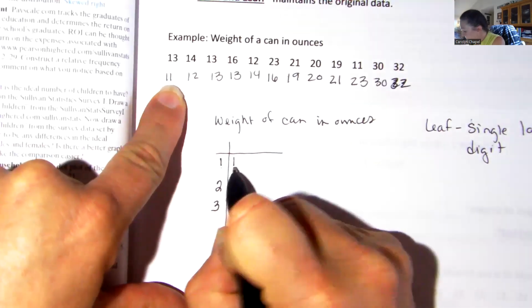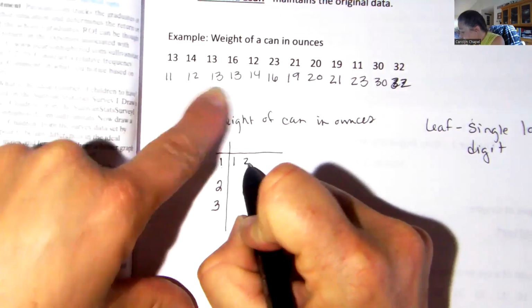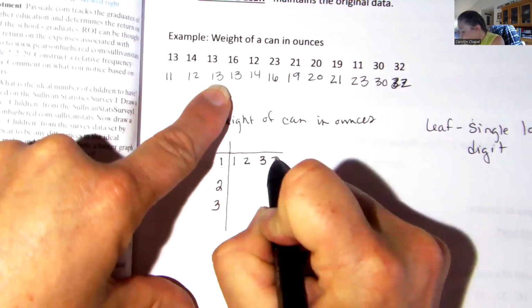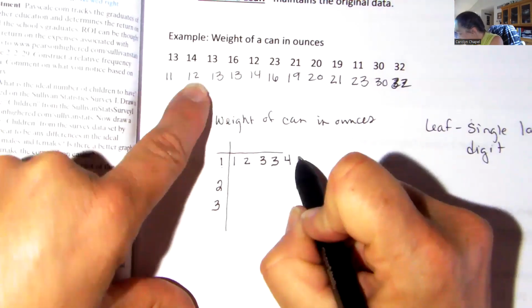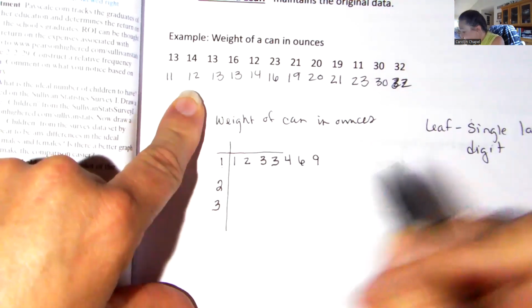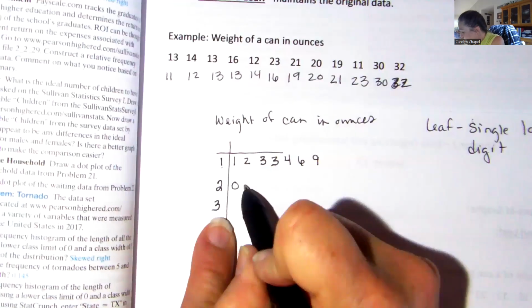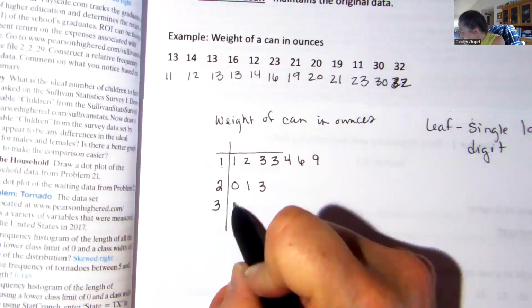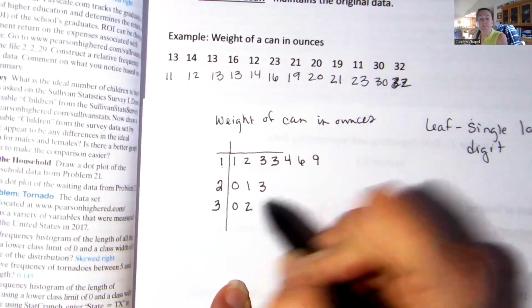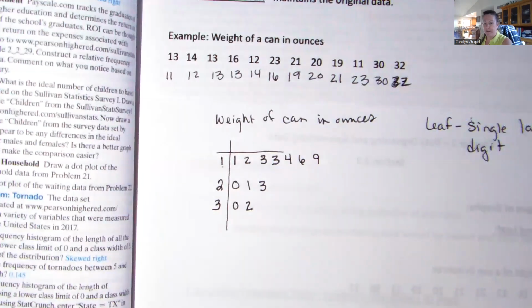There's my 11. Then I have my 12. I have two 13s. I will list them all. The 14, the 16, and the 19. My 20, my 21, 23. Then we jump up to 30 and 32. So there is my stem and leaf.